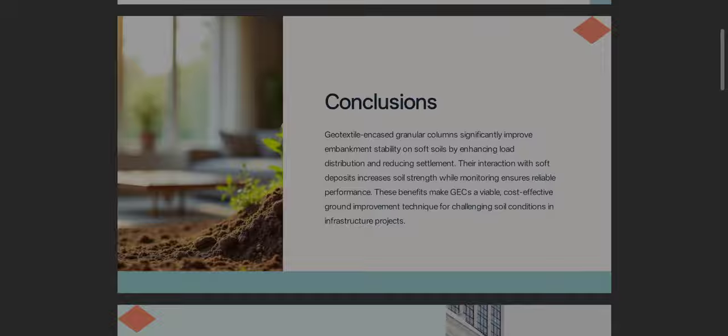GEC offer improved efficiency, construction flexibility, and environmental benefits, making them suitable for a wide range of geotechnical applications. Overall, geotextile encased granular columns represent a robust and economical solution for improving soft ground performance. Continued research by field monitoring and numerical modeling will further refine design methodologies and expand their application in complex soil conditions.